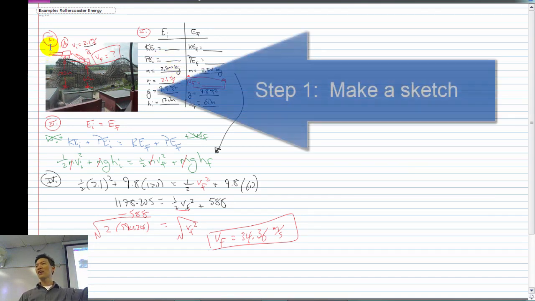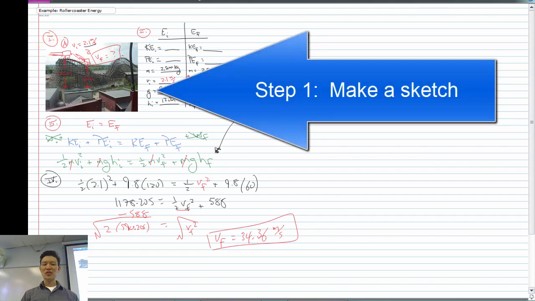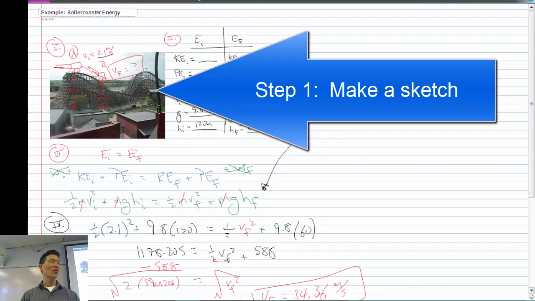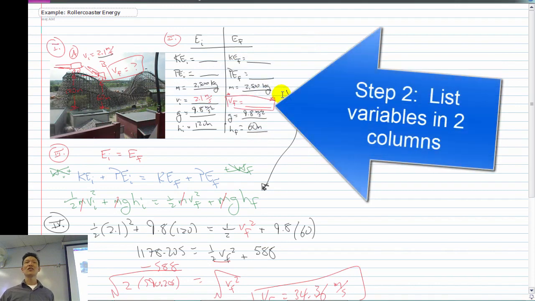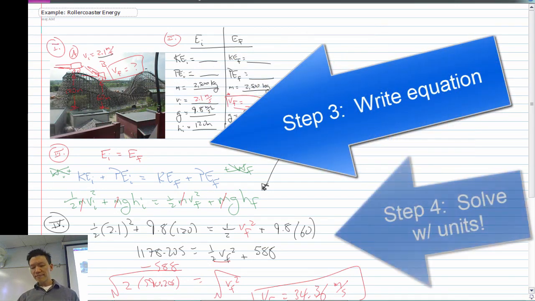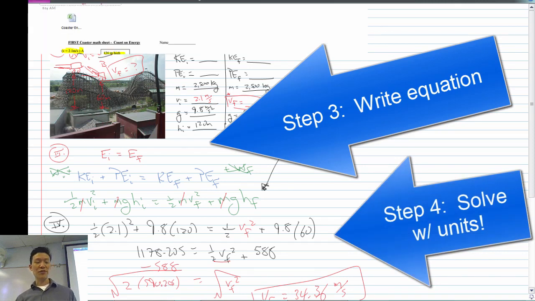Big picture, what did we do? We visualized the energy transformations that we put into our system, what we put in, what we got out. Step 2, that was the hard part, breaking down all the knowns and unknowns. Step 3, we expand the energy equation for conservation, and then we substitute and solve. As simple as that.